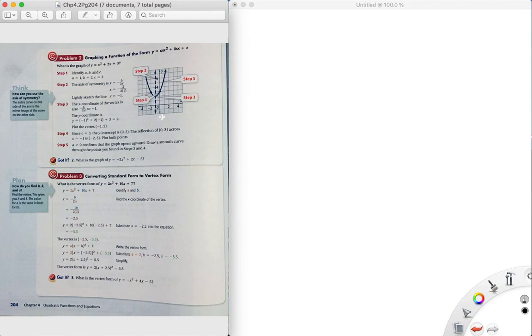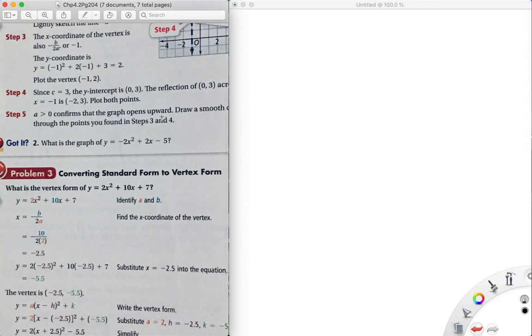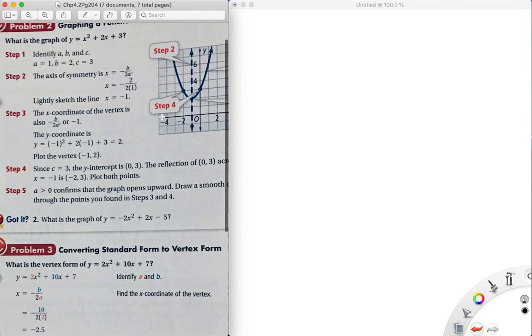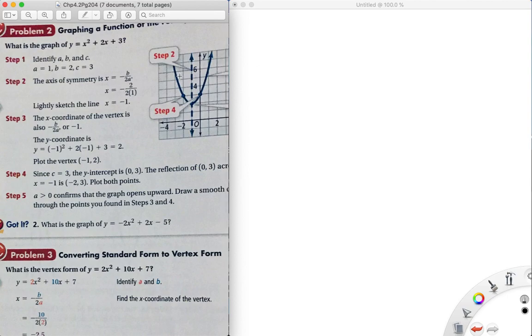In terms of using it to graph, here they have this graph right here, y equals x squared plus 2x plus 3. And everything's going to revolve around the axis of symmetry and the vertex.